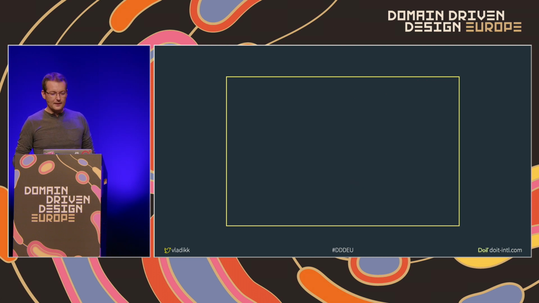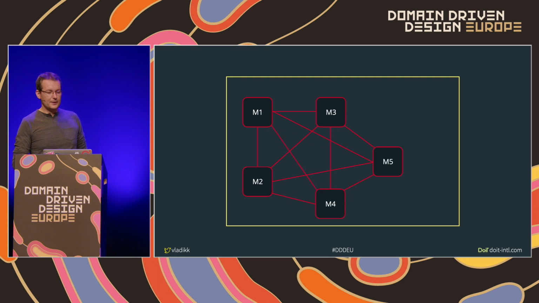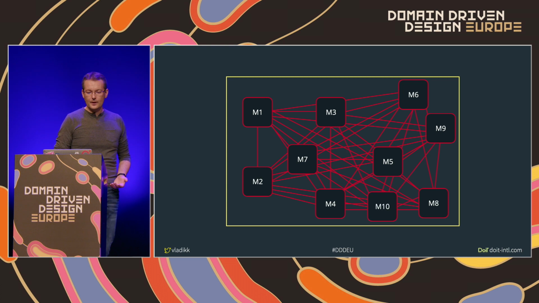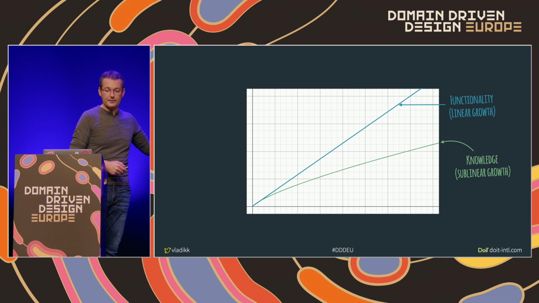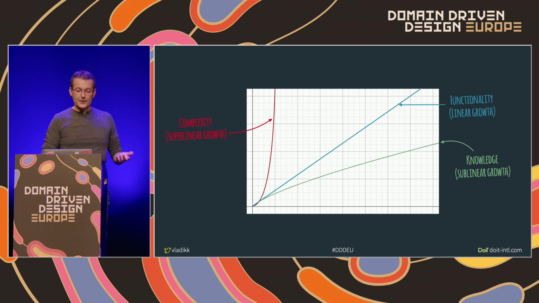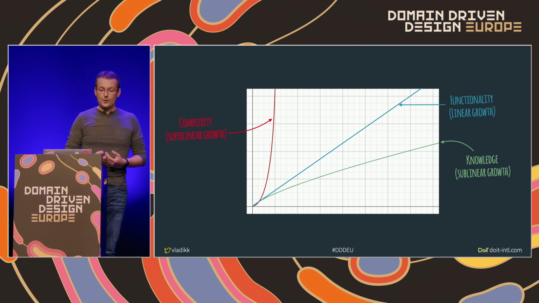Let's see this again. As explained by Galileo, different parts of the system scale at different rates. The knowledge we add grows sublinearly. However, the complexity resulting from the possible interactions between the modules grows superlinearly. So let's add this resulting complexity to our graph. And right now we have three different growth dynamics here: linear growth for functionality, sublinear for knowledge, and superlinear for complexity.